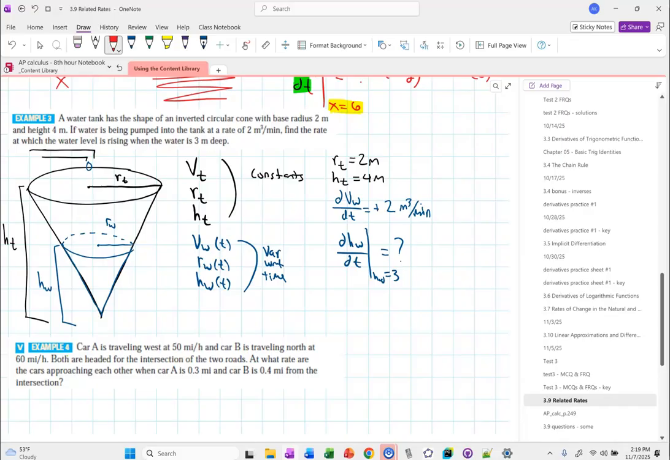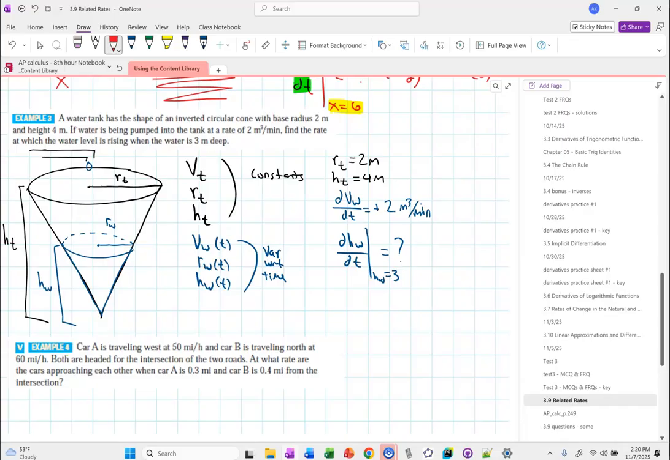So we drew ourselves a picture of our inverted cone. We observed that there's really 2 cones present, one that's the shape of the tank, and one in the shape of the water filling the portion of that tank. We labeled some parts of our cone for volume of the tank, radius of the tank, height of the tank, volume of the water, radius of the water, height of the water. We observed that the tank variables are constants because the shape of the tank will not change with respect to time.